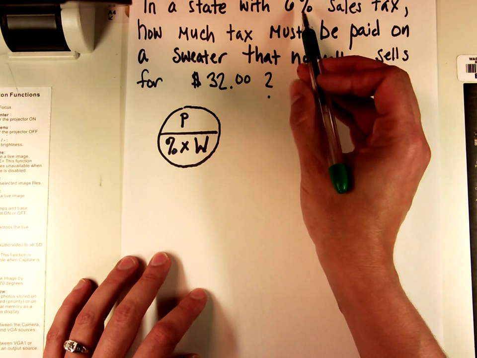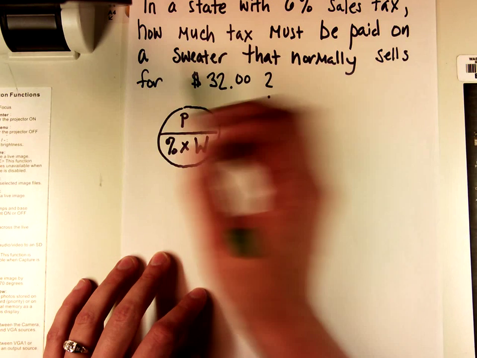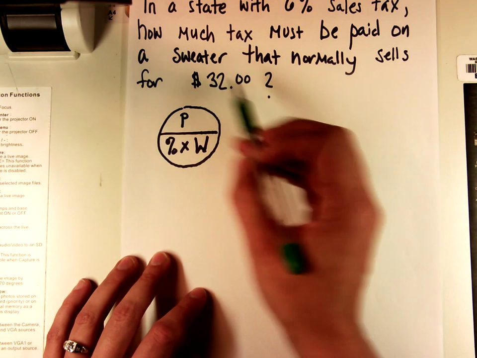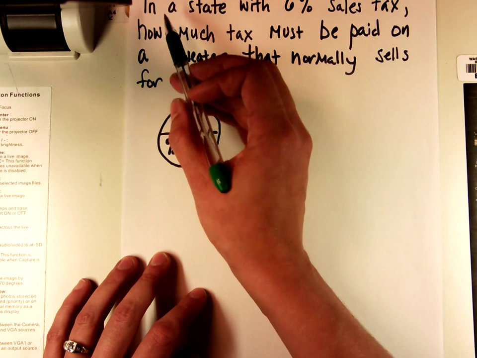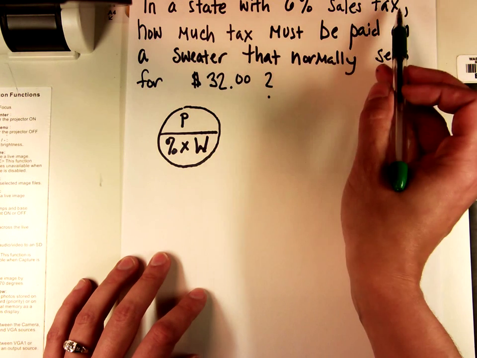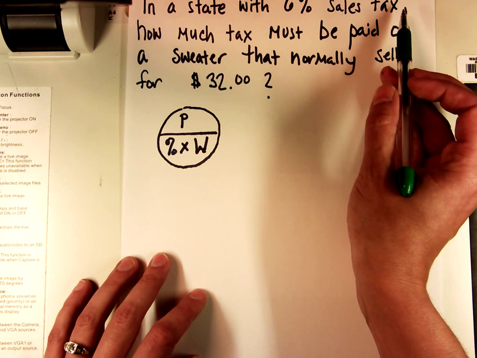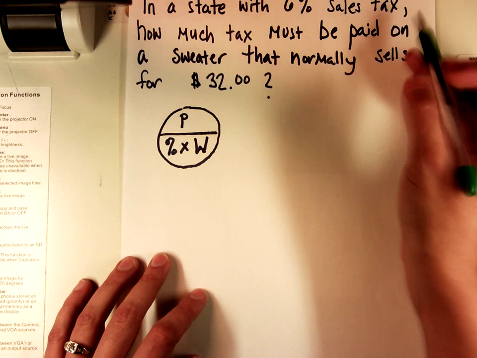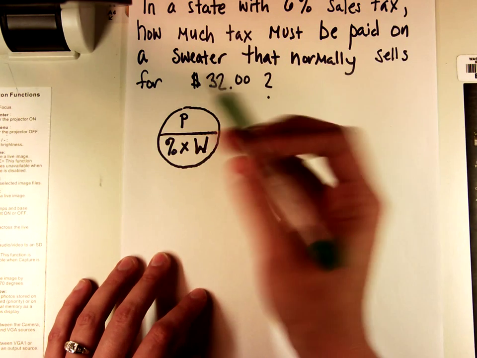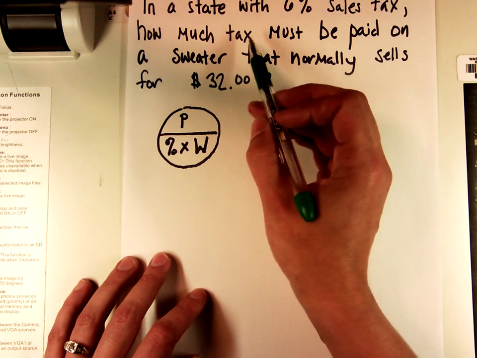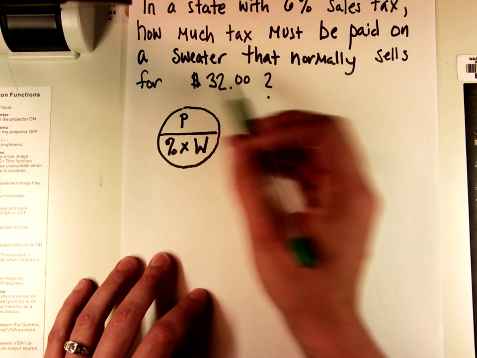In a state with 6% sales tax, how much tax must be paid on a sweater that normally sells for $32? Okay, let me read it one more time. In a state with 6% sales tax, okay, that makes sense to me. I know that when I go to the store and I buy, in this case, a sweater, I'm going to pay some tax on top of the price. So let's see. How much tax? Okay, so I'm finding tax. Must be paid on a sweater that normally sells for $32.